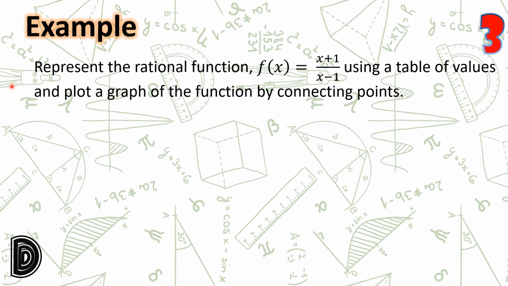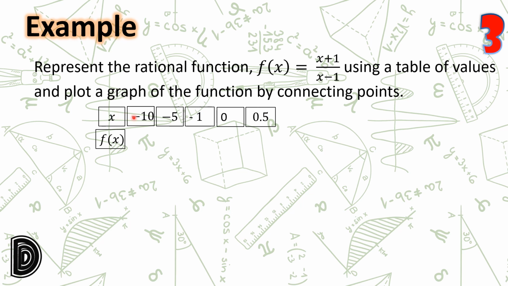Represent the rational function f of x is equal to x plus 1 over x minus 1 using a table of values, and plot a graph of the function by connecting points. Notice in the function that substituting x equals 1 will make the denominator 0. Hence, x cannot be equal to 1 as it makes the function undefined. So for the values of x, we will choose some values to the left of 1. We'll have negative 10, negative 5, negative 1, 0, and 0.5. So from negative 10, we choose values approaching 1 from the left. And to the right of 1, we will choose 1.5, 3, 8, and 15.